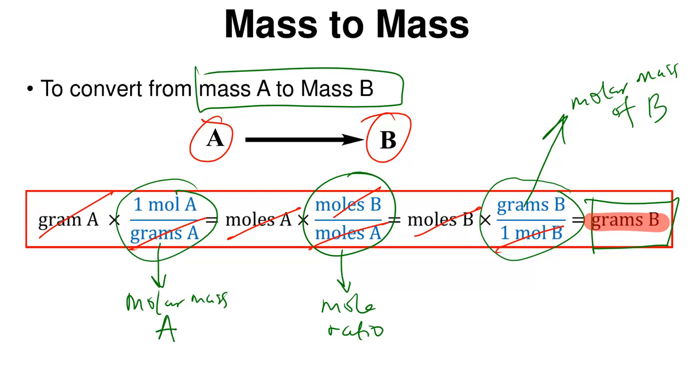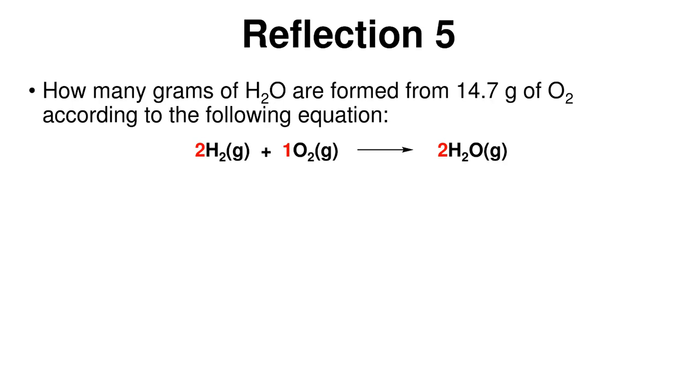Let's take this to a conceptual example here. The first question says, how many grams of water are formed from 4.7 grams of oxygen according to the following equation? So let's try to write out all we need. In this case, the two things we're interested in are water and oxygen. So we're going to calculate the molar mass of those two. That's the first step.